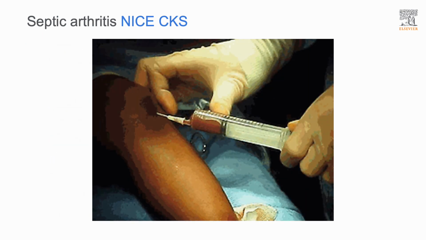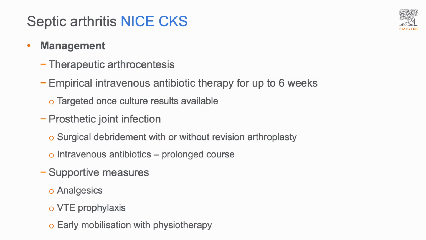And here we can see an image of arthrocentesis with aspiration of blood-stained pus from the knee of a child with septic arthritis. Management of septic arthritis involves therapeutic arthrocentesis to remove pus from the joint space and empirical intravenous antibiotic therapy for up to 6 weeks, which is targeted once culture results are available.